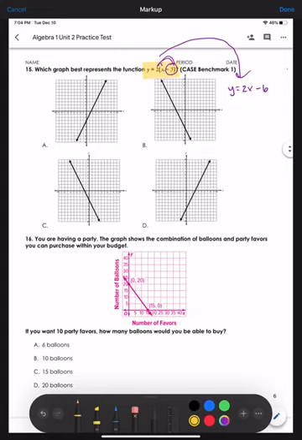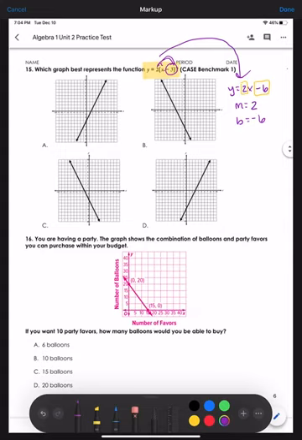Now I'm in the form y equals mx plus b. This is m, this is b. I'm going to write those down. It is good practice to write these things down just so you're going through the motions and have a better chance of getting questions right.